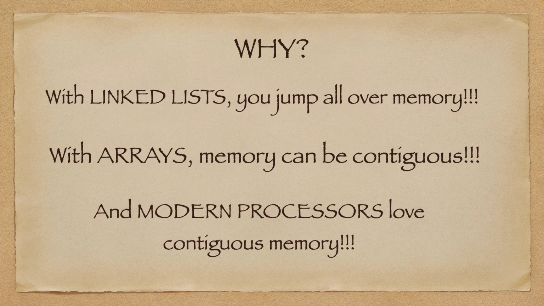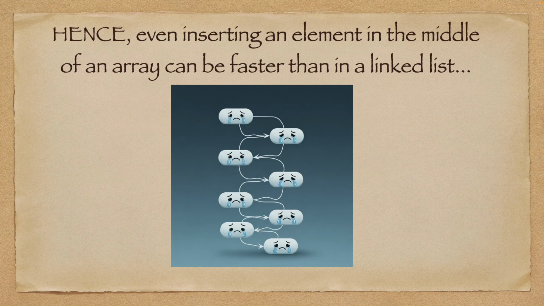And modern processors love contiguous memory because they have a lot of basic instructions to move one chunk of memory from one place to another. And because of that, when you insert an element in the middle of an array, it can be much faster than in a linked list. Because in a linked list, you have to move throughout memory to go from one place to another. And these can be quite costly.